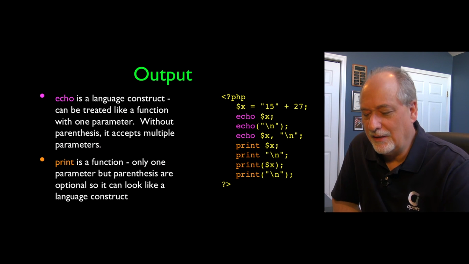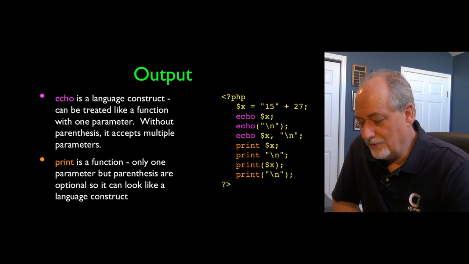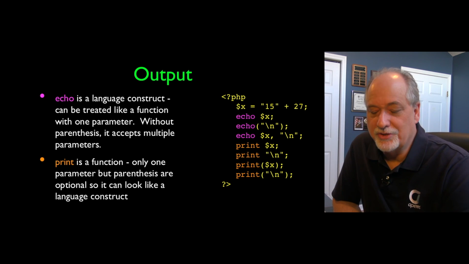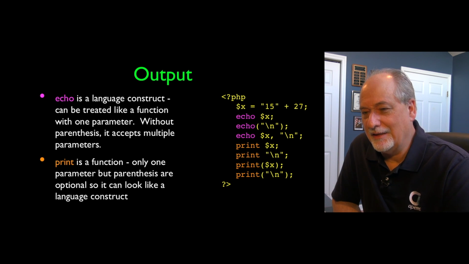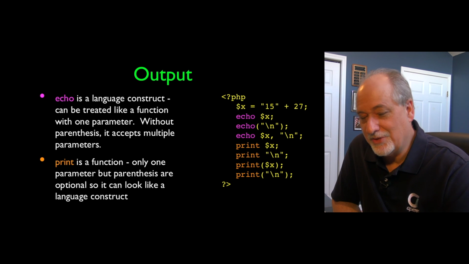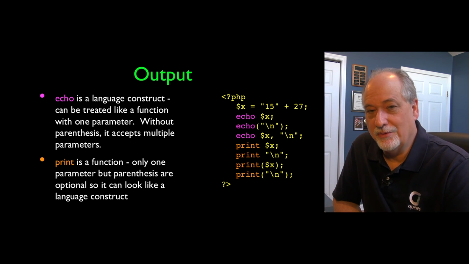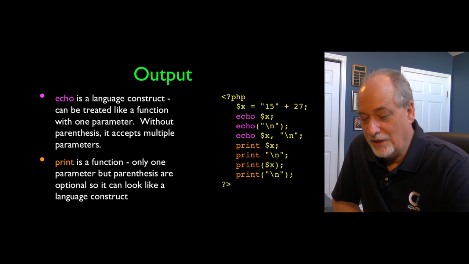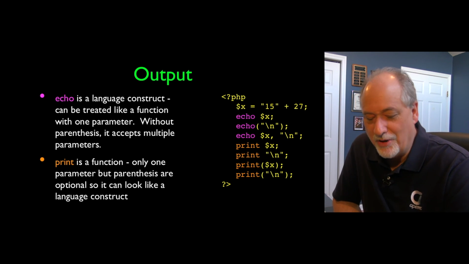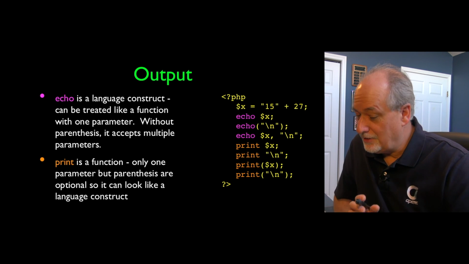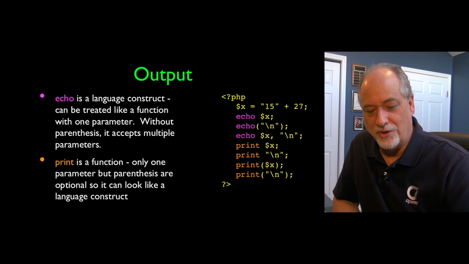So I already mentioned that echo is the way we print, but there's also this thing called print. And it has to do with the fact that shell scripts say echo and Perl said print. And so both of them work. They have subtle differences. Echo is part of the language. It's a language construct. And print is actually a function, which only takes one parameter, but with parentheses that are optional.